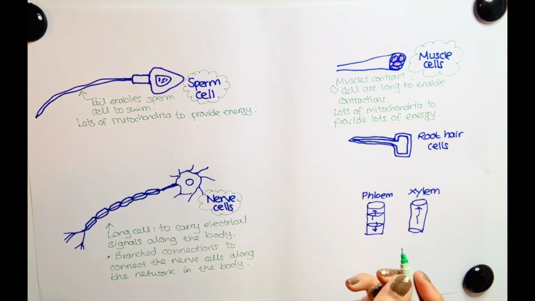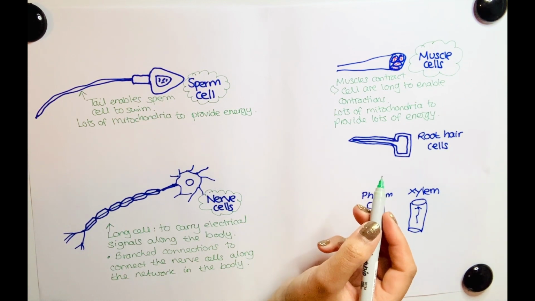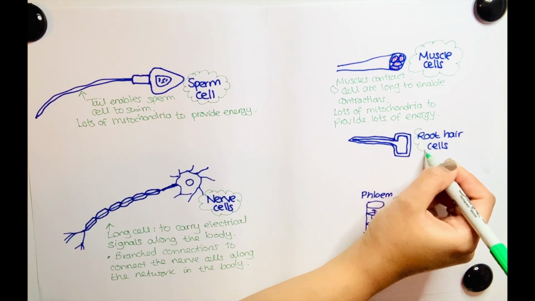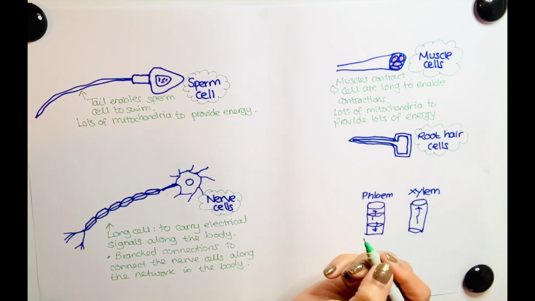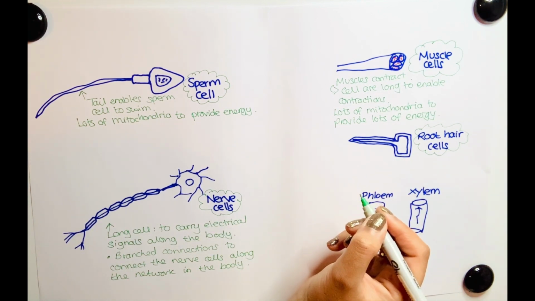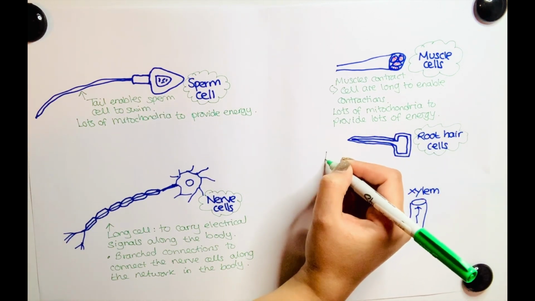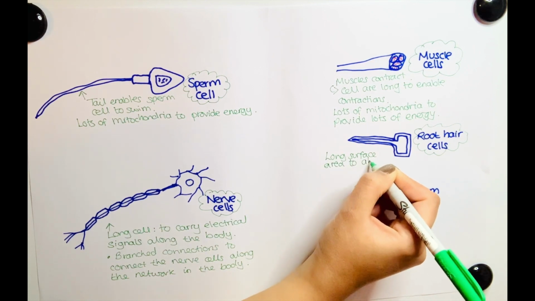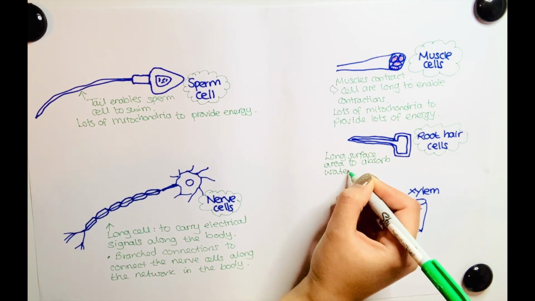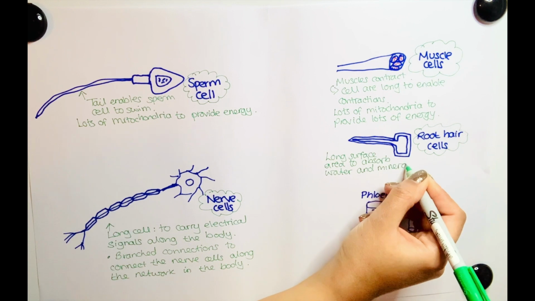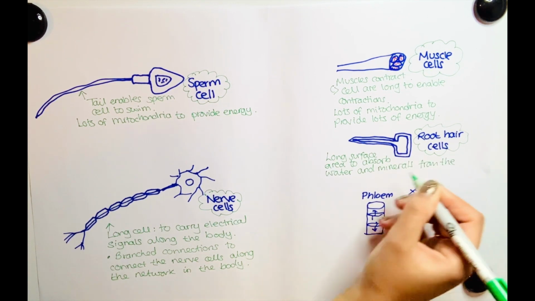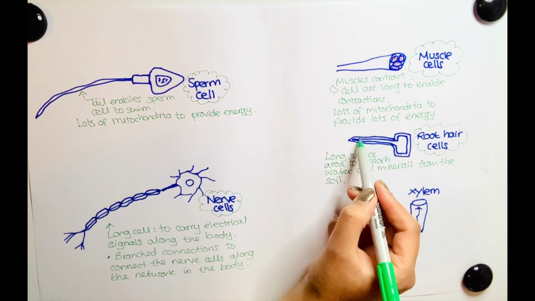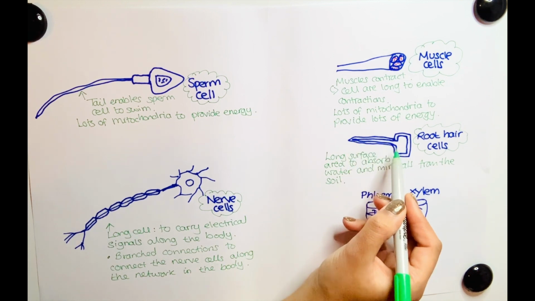Lovely. Now the next cell that we're going to look at is the root hair cell. These are the cells that are in the roots of plants, and the reason the root hair cell is shaped very differently is because its function is that it needs to absorb water and minerals. The root hair cell has this extended surface area, so a long surface area to absorb water and minerals from the soil. Rather than this cell just coming down here like a normal plant cell, we've got this extended surface area here, so a lot more water can be absorbed.